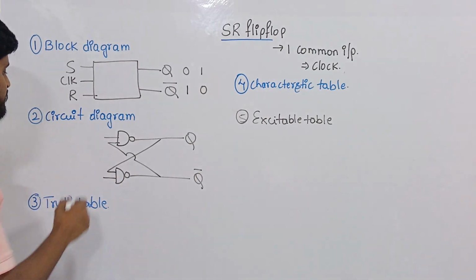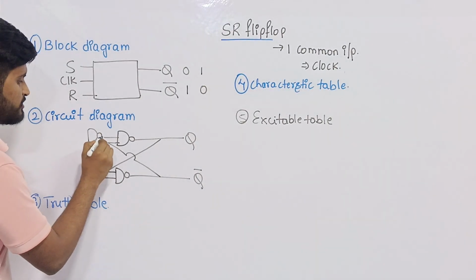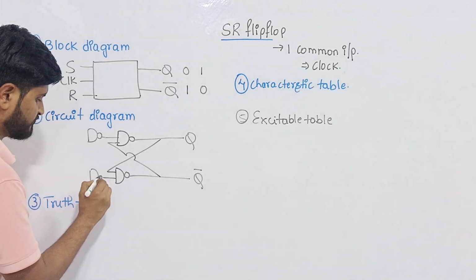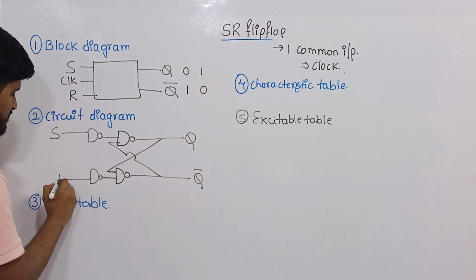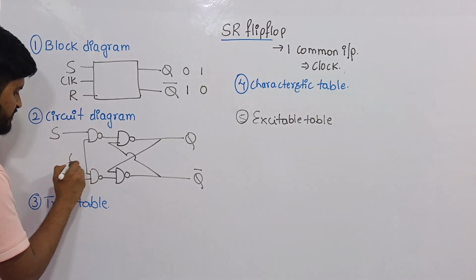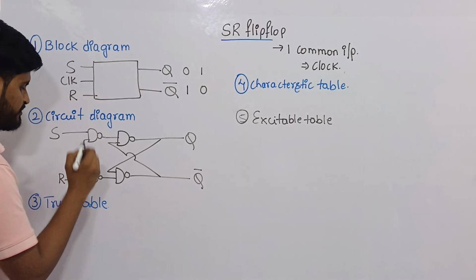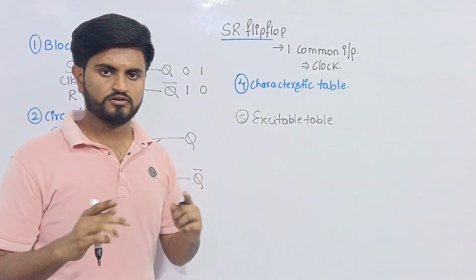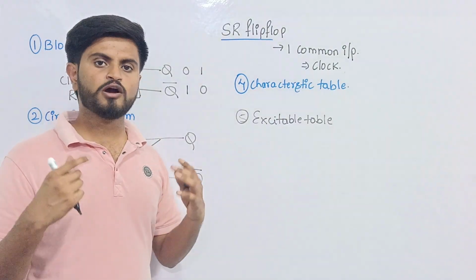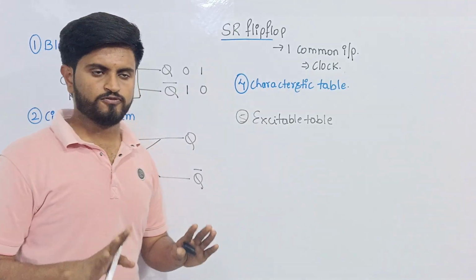Now let's design the flip-flop. To design the flip-flop, we will be adding another two NAND gates in front of them. So what are my inputs? S, R, and clock is my common input, whose value will be always equal to 1. That is, it will be always on, it won't be off.